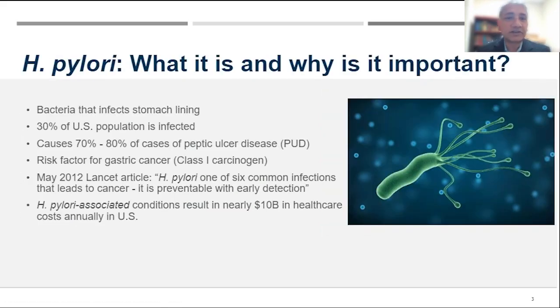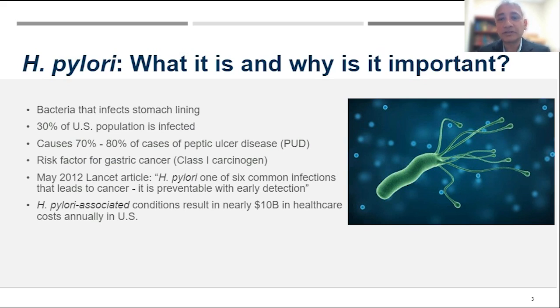So let's first start with the question, what is H. pylori and why is it important? H. pylori is a gram-negative flagellated rod-shaped bacteria that dwells in the lining of the stomach. It is the most common chronic infection globally, and it's also the most common chronic infection in the United States, where about a third of the population is infected at any given time.